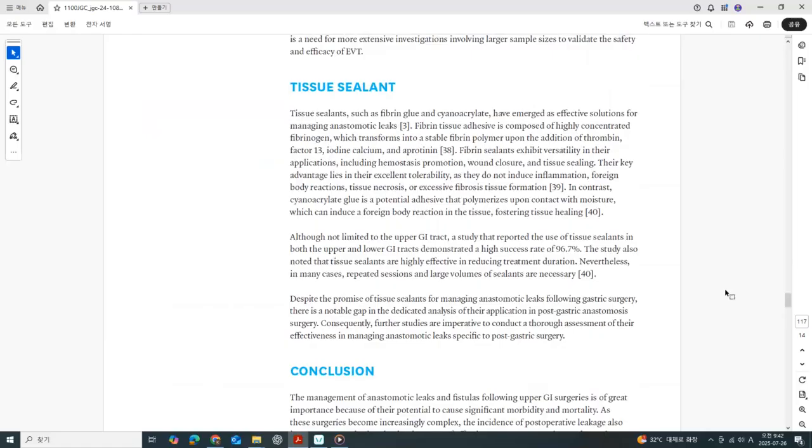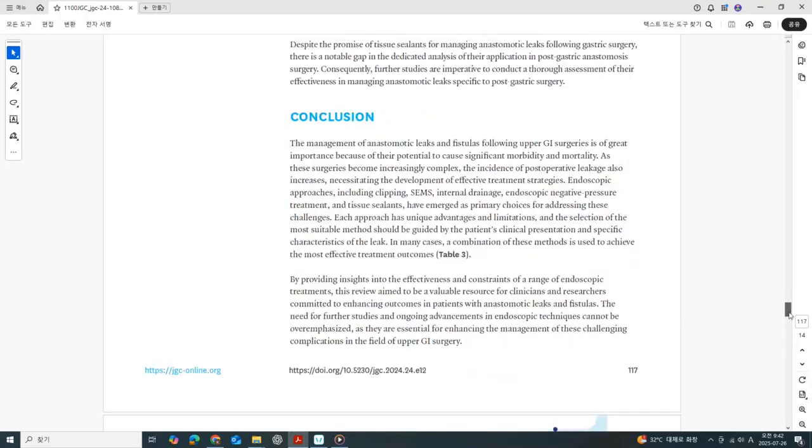Do they work well for these leaks? Some broader studies, not just focused on post-gastric surgery leaks, show high success, maybe up to 97%, and potentially shorter treatment times. But the limitation is that you often need multiple applications, sometimes large amounts of the sealant. And specific to these gastric leaks? That's the gap. The article notes there isn't much dedicated research specifically on sealants just for post-gastric anastomosis leaks. So more study is needed there to really know how well they fit into the toolbox compared to the other options.